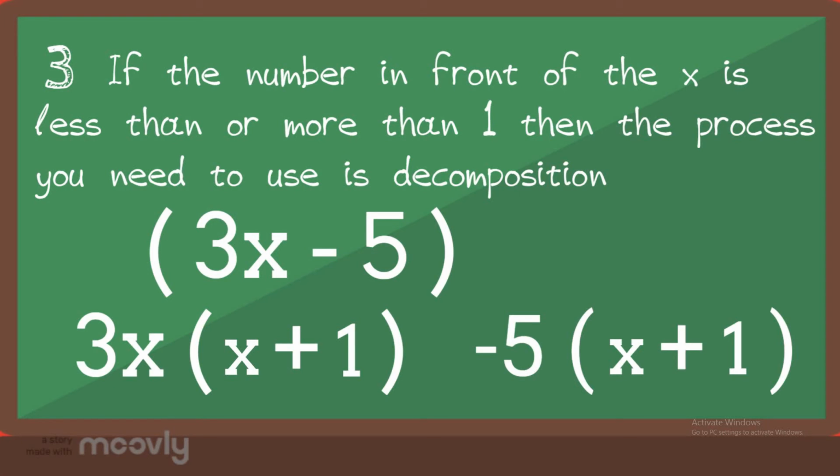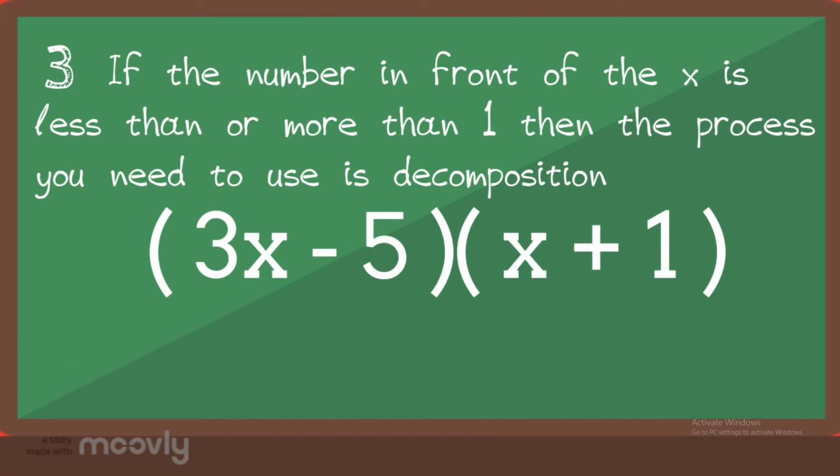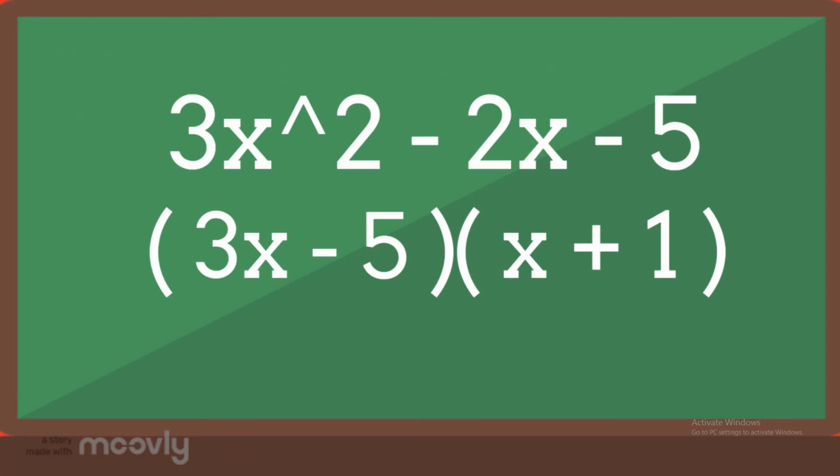So x plus 1. That means once we have put those two together, our final double bracket factorized expression is 3x minus 5 times x plus 1. This is the fully factorized form of the previous expression which we started off with, 3x squared minus 2x minus 5.